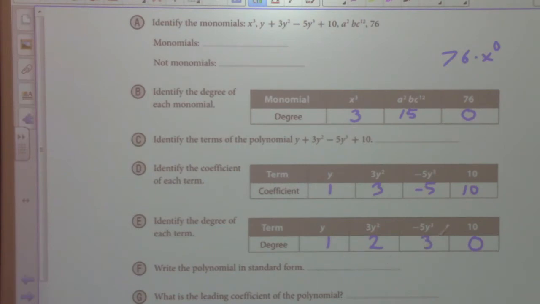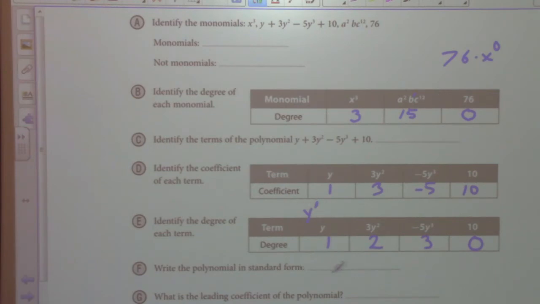Why is y 1 instead of 0? Okay, that's a good question, Haley. It's because it's y to the first power. When you see a variable just isolated by itself, it's going to be to the first power. Just like Marcus pointed out with this one up here, a 15-degree monomial, because you have a squared, b to the first, and then c to the 12th, and adding up all those separate powers comes to 15. Are you okay with that?